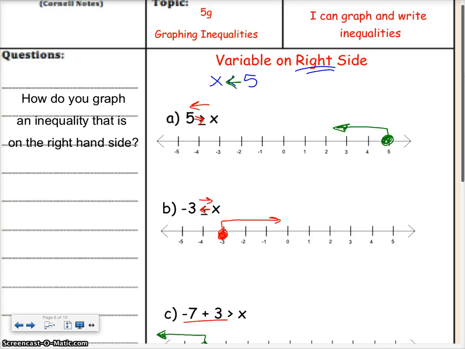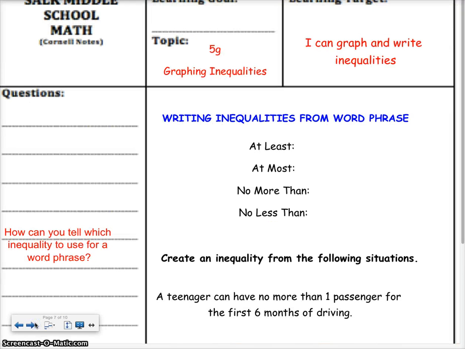So that was graphing. That was part of your graphing learning target. You can graph them. And the last part of our learning target is writing inequalities from a word phrase. So inequalities, remember, means that it can be multiple things, an infinite amount of things. So if I'm writing an inequality from a word phrase, there's 4 main vocabulary words aligned with it. We have at least, at most, no more than, and no less than. And you need to know what they all mean. I'm going to use them all in a sentence.